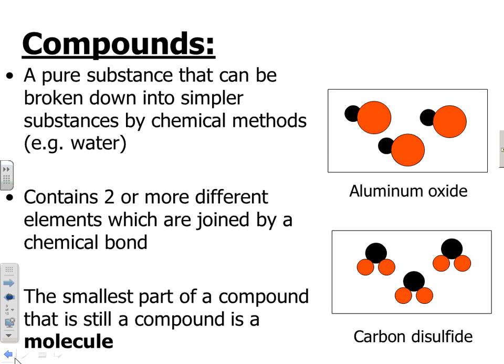A pure substance that can be broken down into simpler substances by chemical methods. Fire is a chemical method. Electricity is how we undergo reactions. You can react chemicals together, and they can pull the atoms apart and release their elements. So you can use chemical reactions to do that. Light can sometimes do that. Light can pull them apart. HCl gas, hydrogen chloride gas, if it's hit with sunlight, will break apart. It'll break the bond.